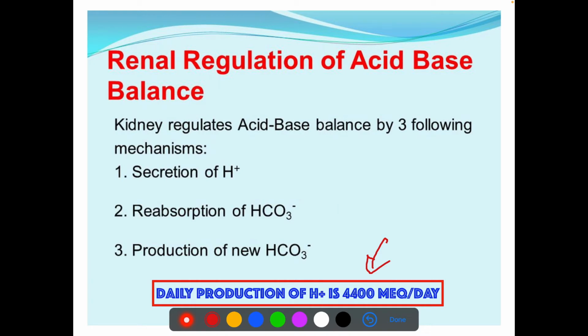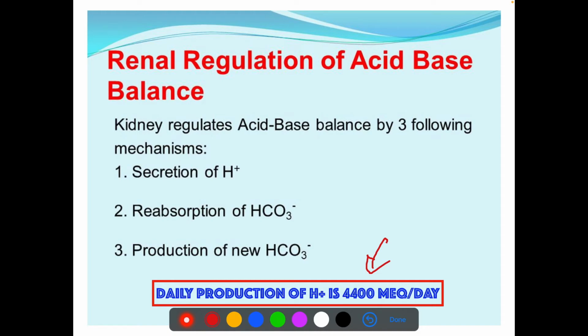So the kidney regulates acid base balance by three mechanisms predominantly. One is that whatever H plus is produced is secreted by the kidney into the tubules. Then bicarbonate is just the opposite of H plus. So bicarbonate is an alkali. In the glomerulus, bicarbonate is filtered. So the tubules, the proximal convoluted tubule predominantly, reabsorb the bicarbonate back to our body.